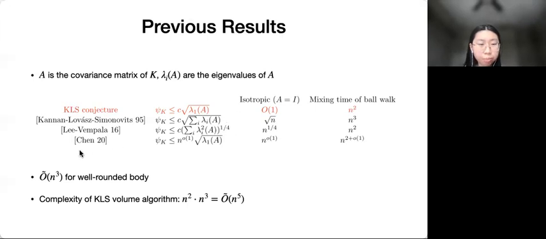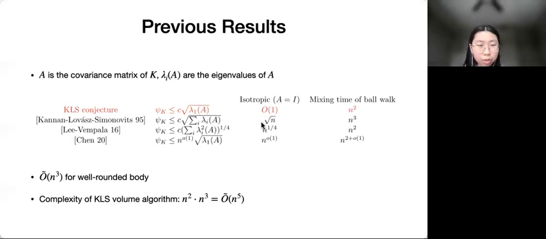And then recently, Chen proved that psi K is actually bounded by a sub-polynomial in n times the square root of lambda 1 of A. So you can see this is very close to the KLS conjecture, up to a sub-polynomial factor in n. And this result gives a mixing time of n to the power of 2 plus little o(1).